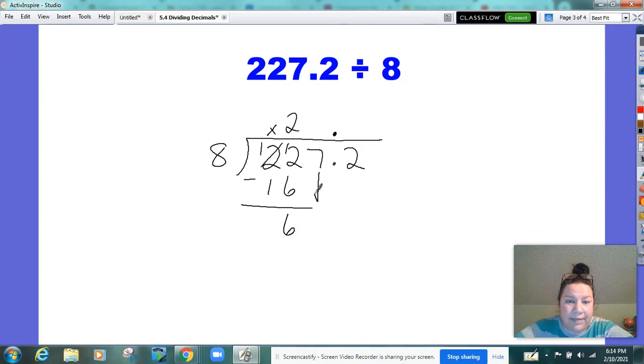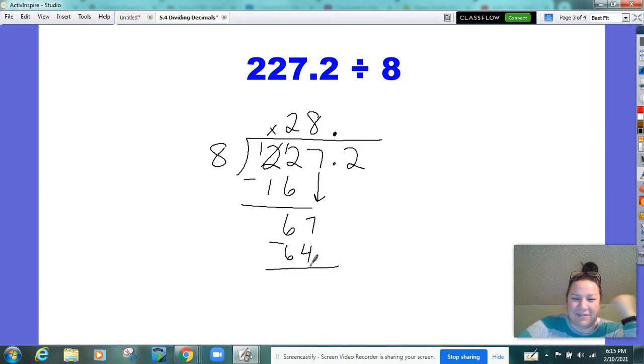Now I'm going to bring down my next digit. So I'm going to bring down the 7, and I have to think how many groups of 8 are in 67? 8 times 8 is 64. So I'm going to subtract, and I'm going to get 3.